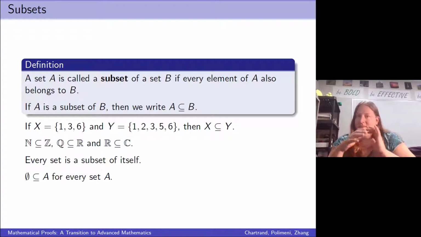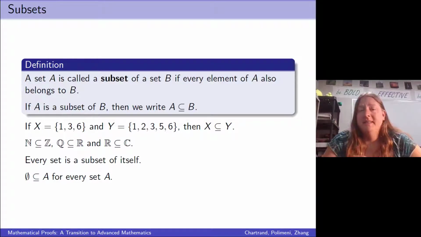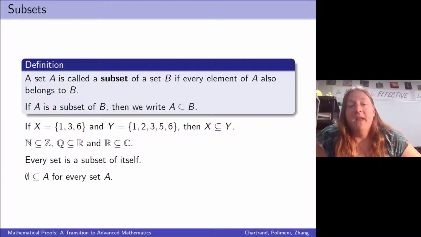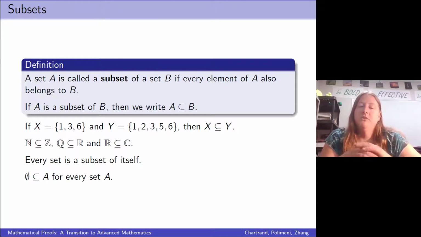All right, the second topic for today. It's a much faster one, I promise. Subsets. A set is a subset if all of its elements fall in another set. So A is a subset of B if every element of A is also in B.